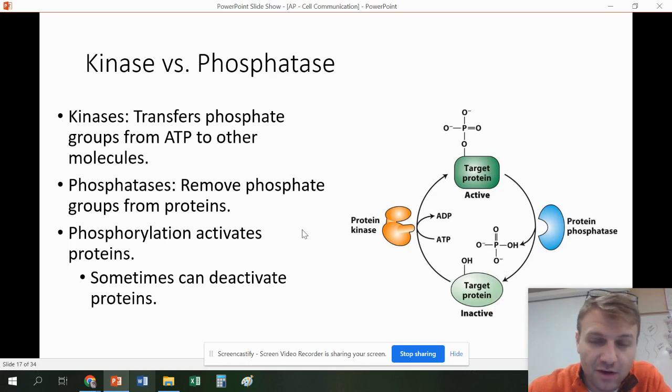Now, sometimes that phosphorylation will activate it, sometimes it will deactivate it. Again, it depends on the specific type of cellular response or signal transduction. But understand, kinases add phosphate groups, phosphatases take them off.